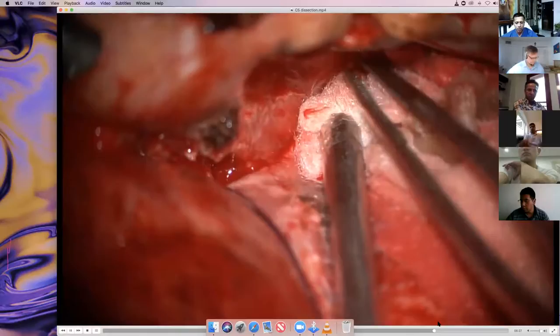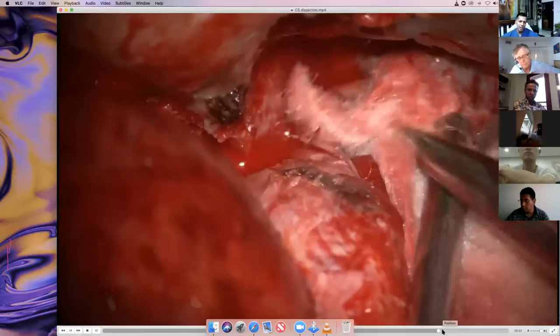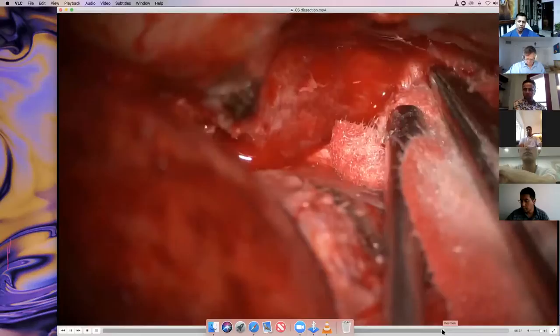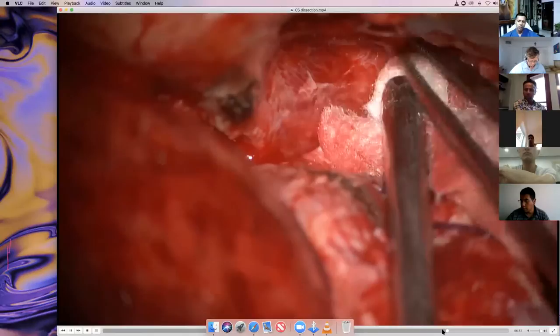This is Dolenc's approach. My modification of the Dolenc's approach is that I keep the TCM, so no bleeding. No injection into the cavernous sinus and all that. No need. No bleeding at all. If you open the TCM, severe bleeding, bad bleeding. Okay?